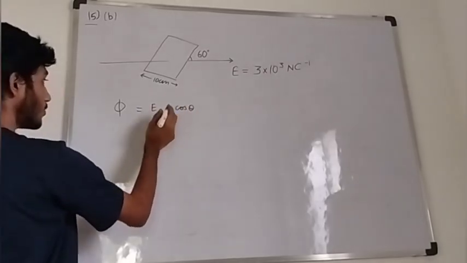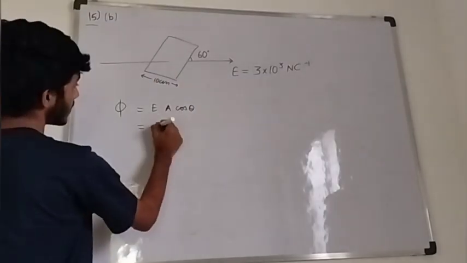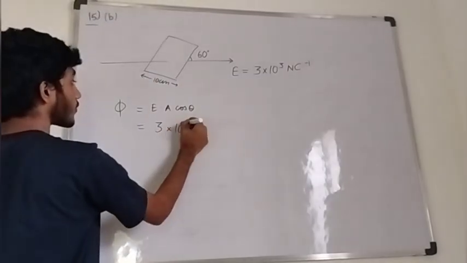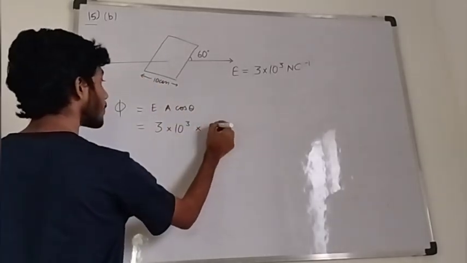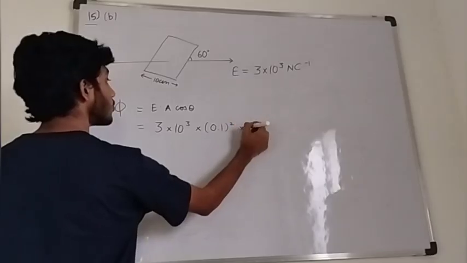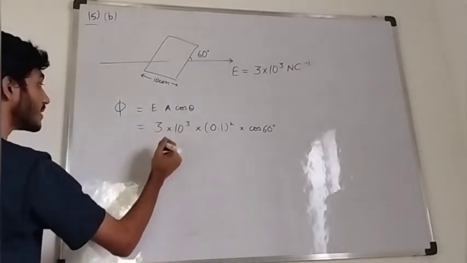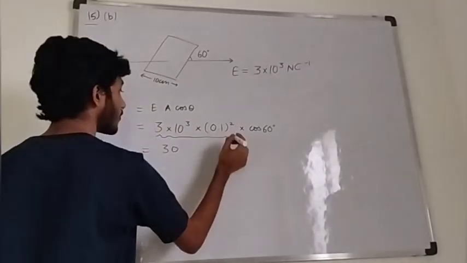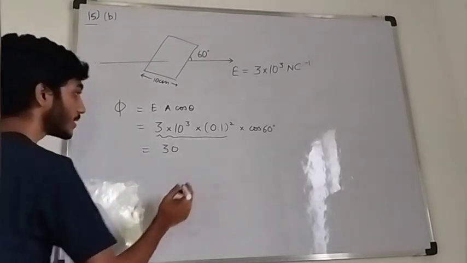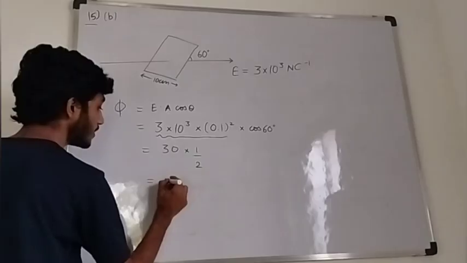I'm just taking the value, no dot product. So this will be 3 times 10 to the power of 3 into 0.1 squared, since this is the same plane, into cos 60 degrees, since it makes an angle of 60 degrees here. So we will write this as 30, which we just calculated before, into cos 60 degrees, which is half, so this will be 15.